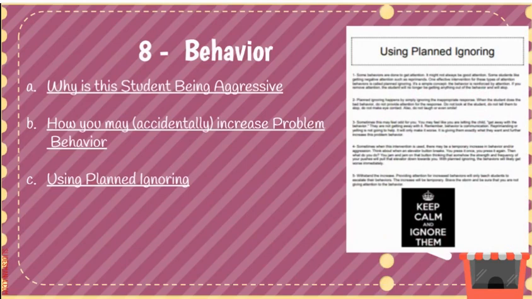And finally, use planned ignoring. In this section, we're going to talk about keeping calm and ignoring the negative behavior. Some behavior is done to get attention, and so you're planning to ignore that. And that's going to be tough.